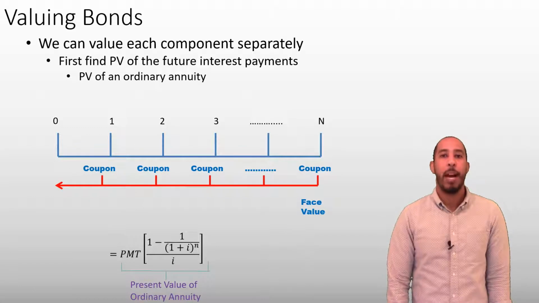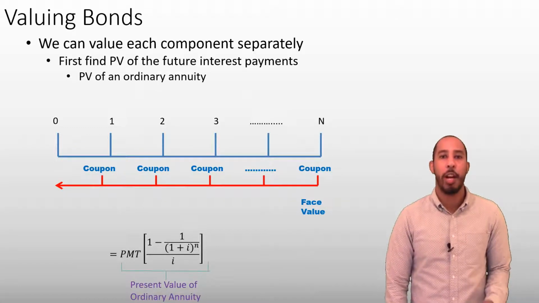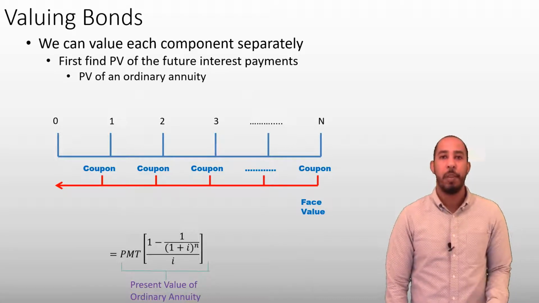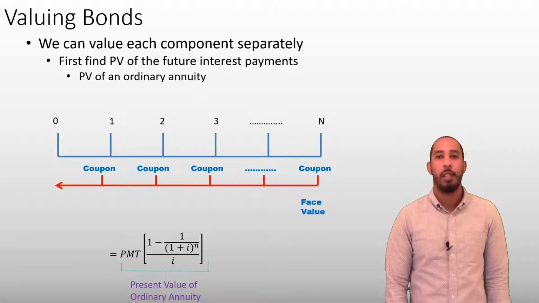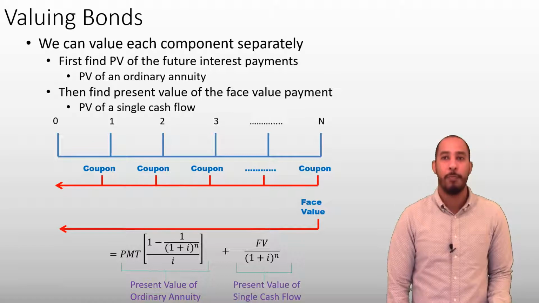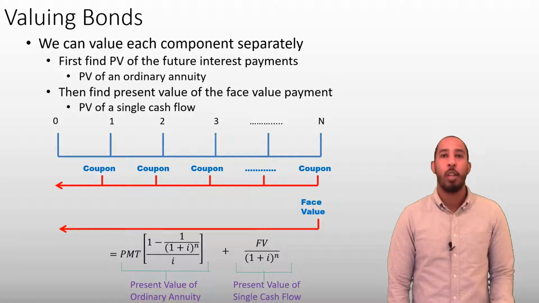First, we'll find the value of the interest payments. This will just be finding the present value of an ordinary annuity. I wrote the formula to find the present value of an annuity here, but we should know how to do this in a calculator or in Excel. Next, we need to find the value of the single face value cash flow that we get at the maturity date. Adding these two components together will give us the value of the bond.